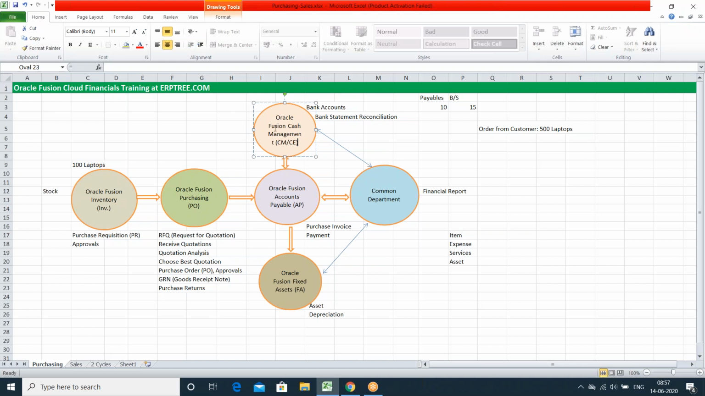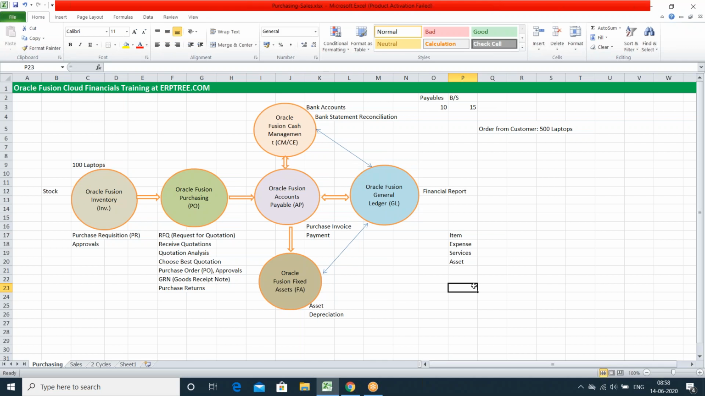Right? And all these departments will share the data with one common department. So as per system, to collect and maintain the data from all these applications, we have an application from Oracle, which we call Oracle Fusion General Ledger Application. In short we call it GL. Okay. So these are the different applications we have from Oracle.